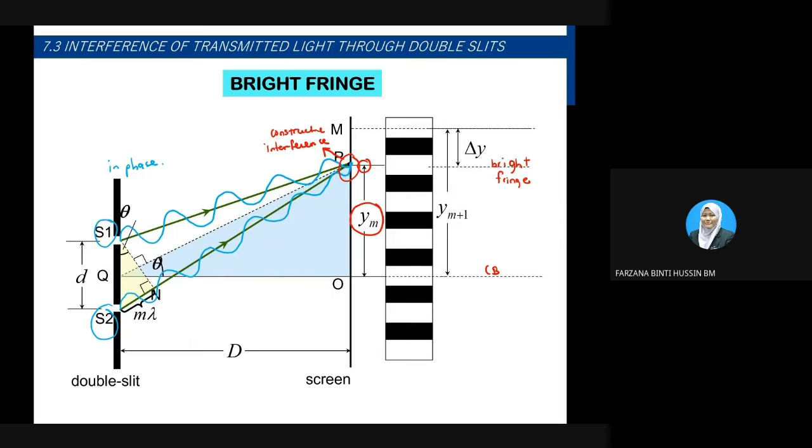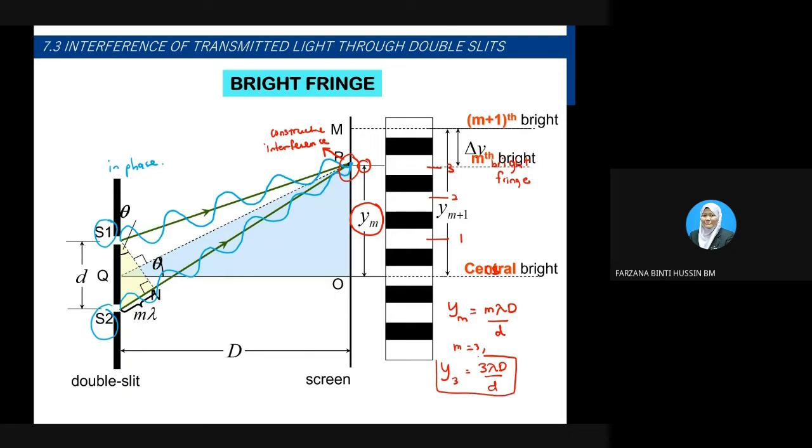So if we look here, this is the center bright, this is the first order, this is the second order, this is the third order. So here we will use the third y. Since it is bright, we must use m lambda D over d. This is the formula for bright fringe. If m is 3, we want to find the third y, so it will be 3 lambda D over d. This is how our equation looks when we want to determine the fringe distance from the center bright fringe. That will be the first one.